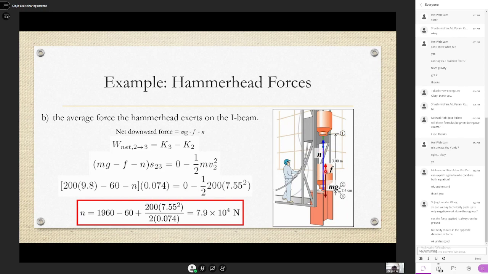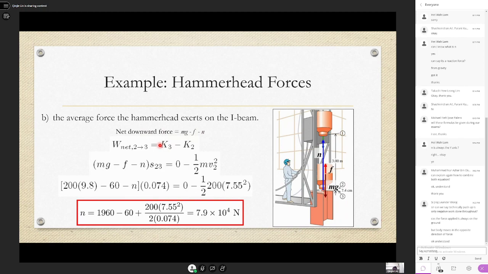Okay, we are drawing the free body diagram of the hammerhead. So the normal contact force is the I-beam exerted on the hammerhead. This force is the I-beam exerted on the hammerhead. That's why from here, it's trying to push the hammerhead upwards. Okay, so same thing, almost same steps. But now the net downward force will be mg minus F. There's also another N, pointing upward. So there's a minus N in the net downward force.